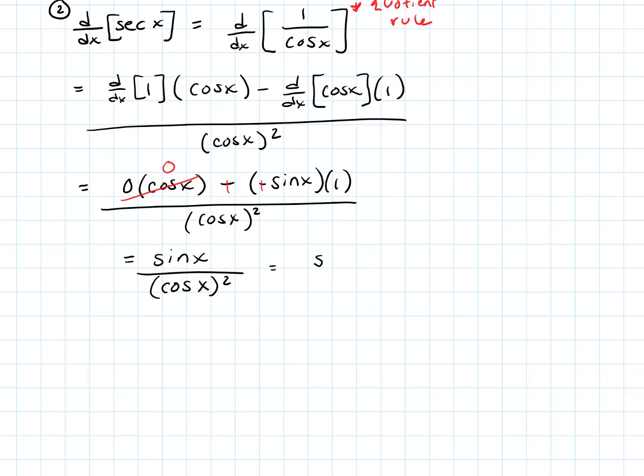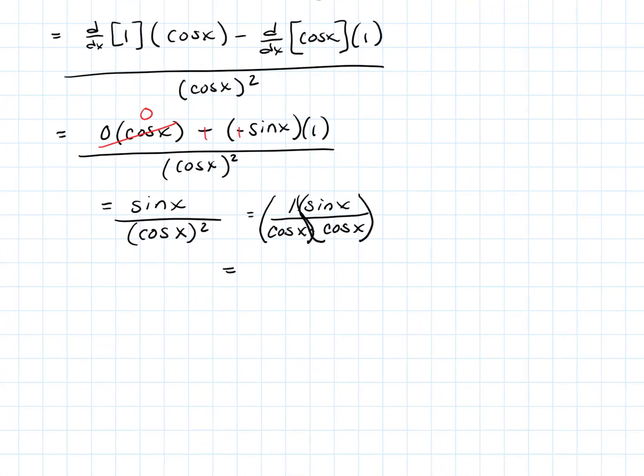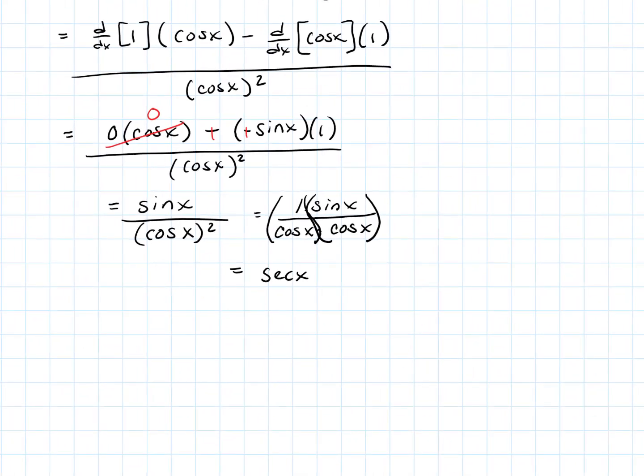So if I actually think of that like 1 over cosine of x times the sine of x over cosine of x, kind of wonky parentheses there, but you get the idea. 1 over the cosine of x is the secant of x, and sine over the cosine of x is the tangent of x. And we do prefer to write it that way.